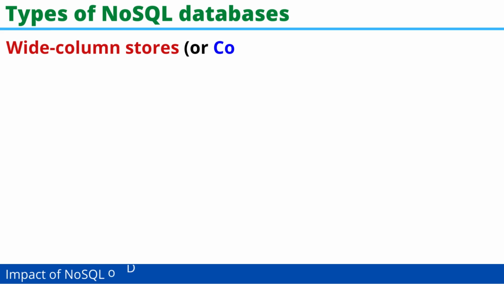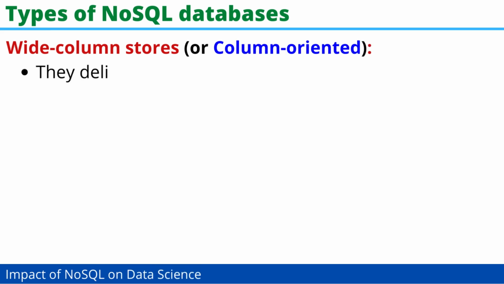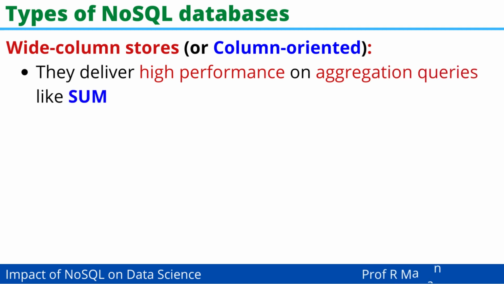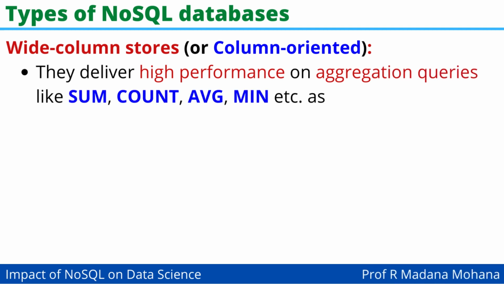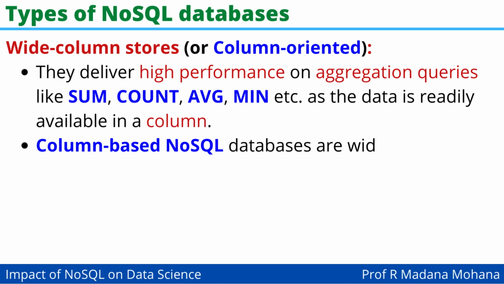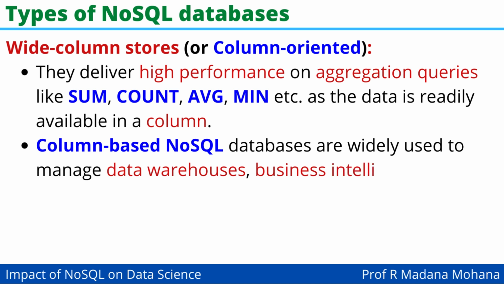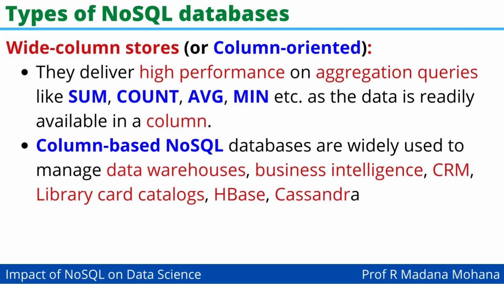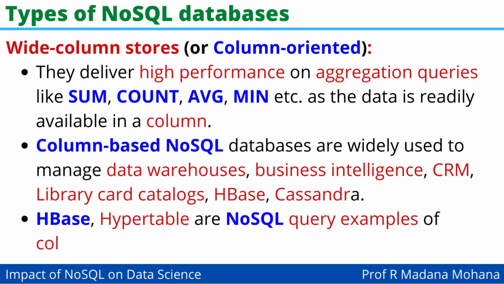Let us see an example of wide column stores or column oriented. Before that, they deliver high performance on aggregation queries like sum, count, average, minimum, etc., as the data is readily available in a column. Column-based NoSQL databases are widely used to manage data warehouses, business intelligence, CRM, library card catalogs. HBase, Cassandra, HBase, Hypertable are NoSQL examples of column-based databases.